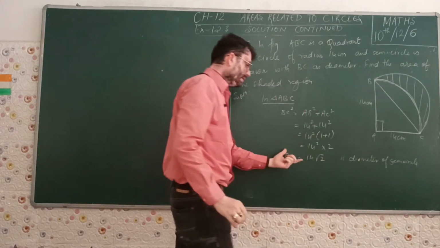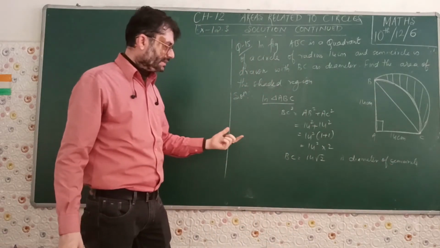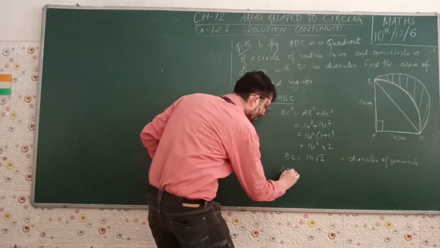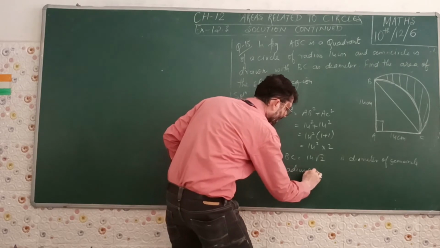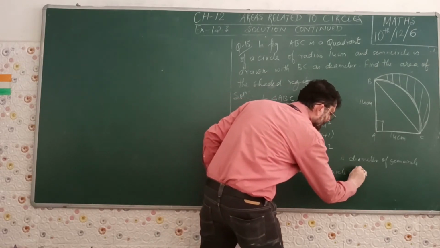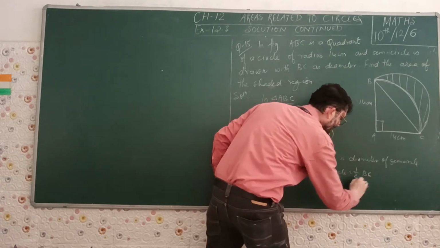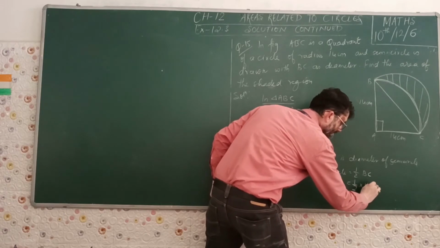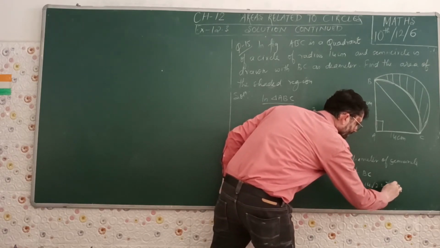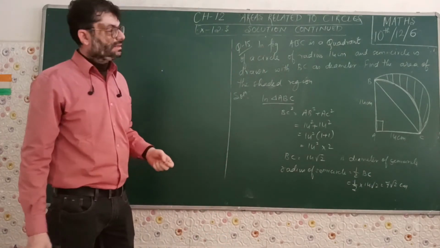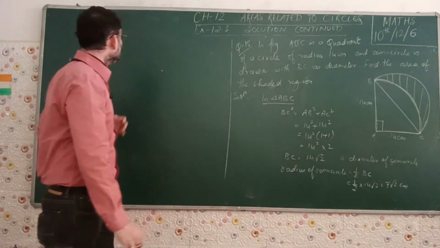So the radius will be half of BC, that is BC by 2. So the radius for the semicircle is half of BC, that is half into 14 root 2, and so this is 7 root 2 centimeters. That is the radius for the semicircle. Now let us move on to find the area of the shaded region.